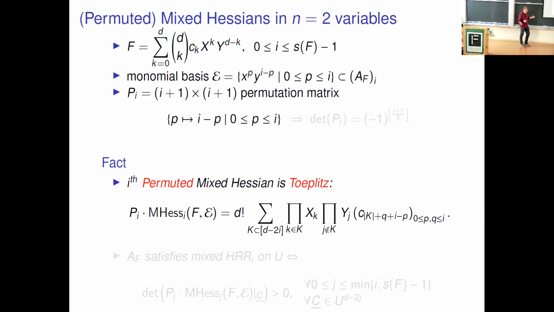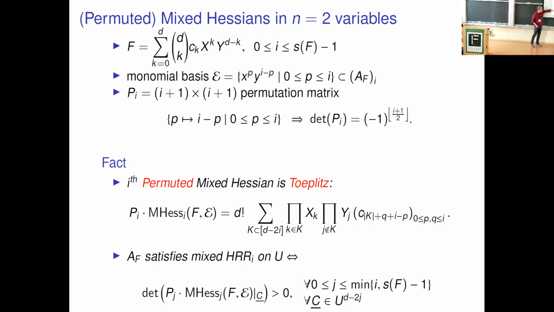Now, why would I want to do this, just in terms of Hodge-Riemann? Well, the point is that if you compute the determinant of the permutation matrix, it's exactly the Hodge-Riemann sign. And so now the mixed Hodge-Riemann, in terms of the permuted mixed Hessian, is a positivity condition. And so now we're interested in positive Toeplitz matrices, looking at the permuted mixed Hessian matrices.